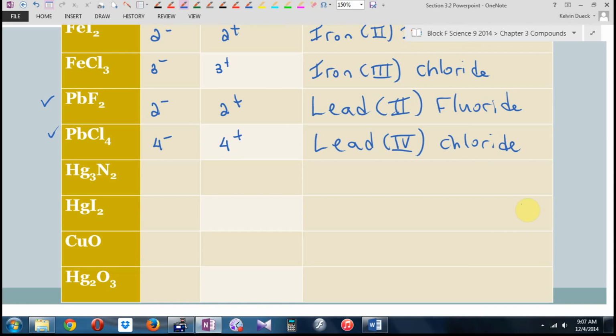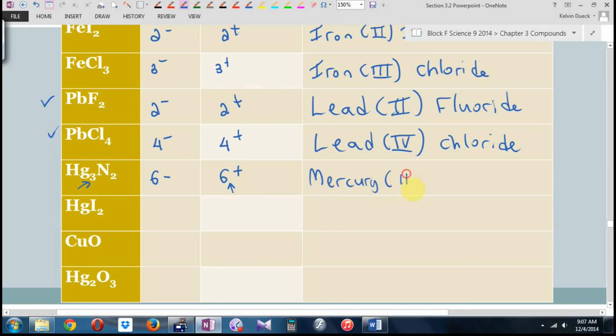There's 2 nitrogens. What's each one worth as an ion charge? 3. So grand total? Which means I better have this, except how many mercuries do I have there in the formula? Matteo, how many mercuries do I have in the formula? So if I want the total to be 6 and I got 3 of them, what's the charge on each one? 2.